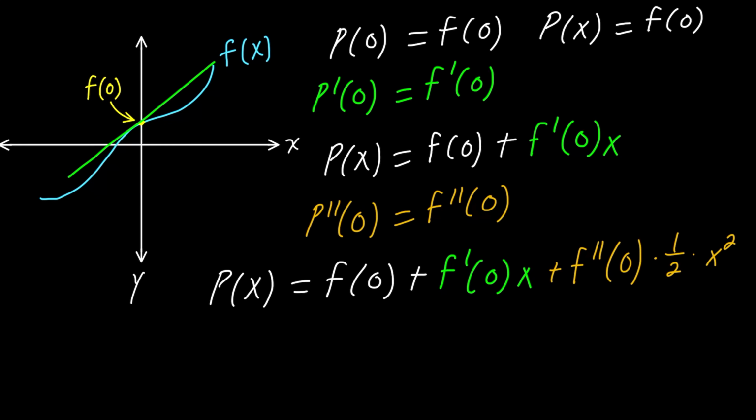So by adding this term to our polynomial, its value is not only the same as our function at 0, its derivative at 0 is the same as the derivative of the function at 0, and its second derivative at 0 is the same as the second derivative of the function at 0. So there's a pattern here. Our polynomial not only matches the value of the function at 0 and the slope at 0, but it also matches the curvature at 0. So we would get something like this.